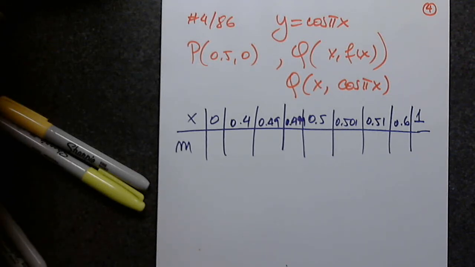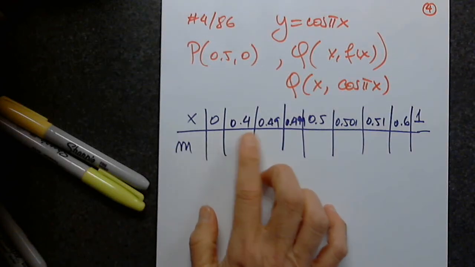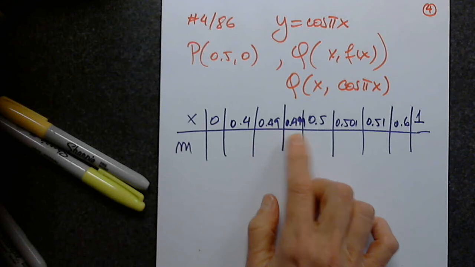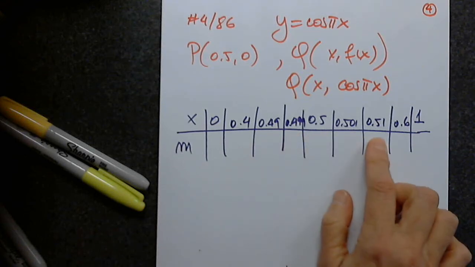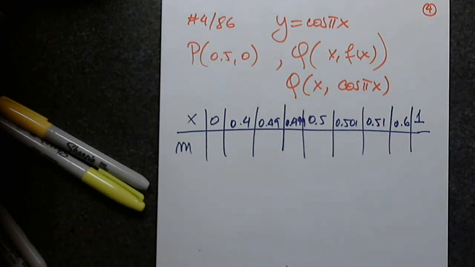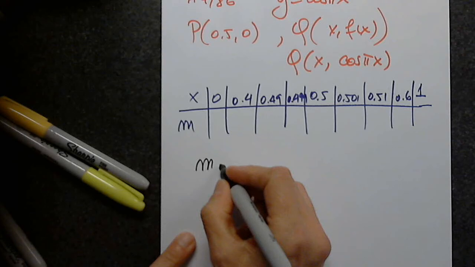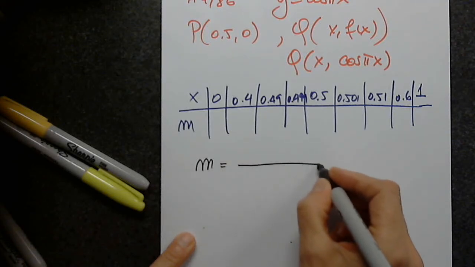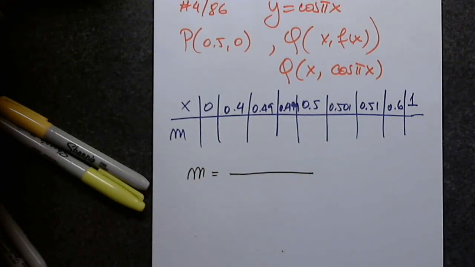Ready? 0, 0.4, 0.49, 0.499, 0.5, 0.501, 0.51, 0.6, and 1. Are they in the correct order? Yes. Very good. So please give me the function that will give us the slope of the secant line for all of them.